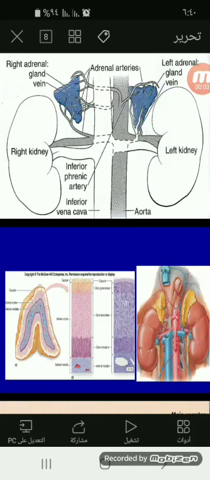My name is Dr. Muhammad Nuh, consultant embryologist, anatomist, and histologist. Today, we're going to talk about the adrenal gland.